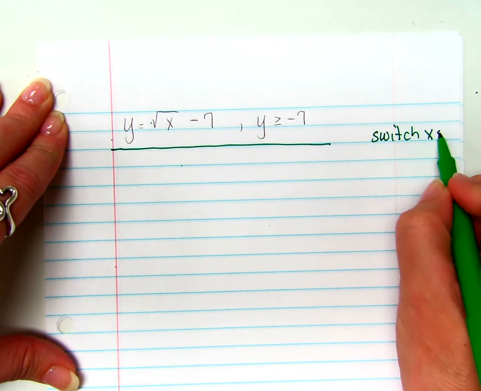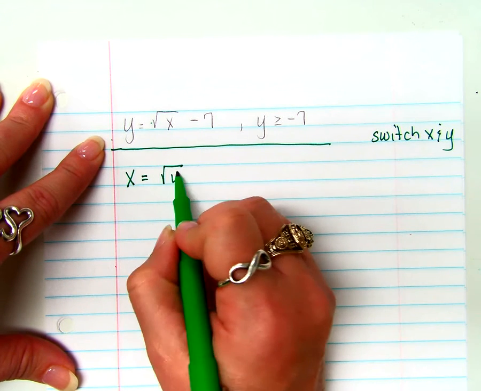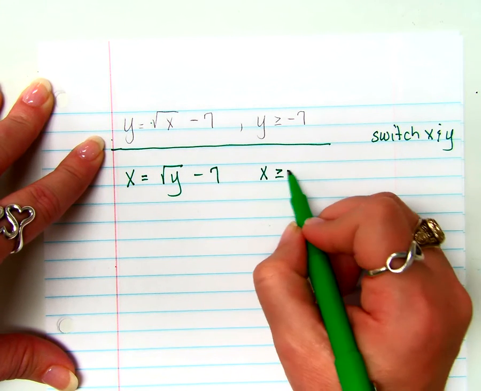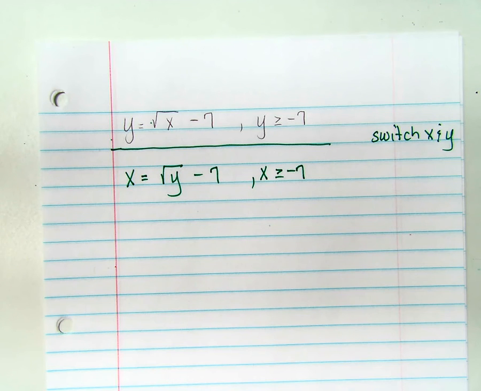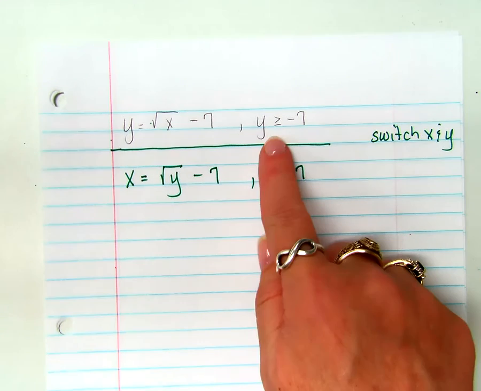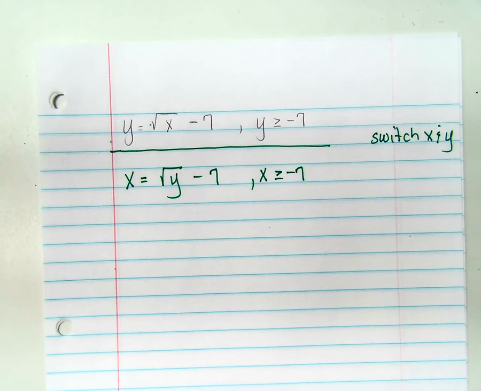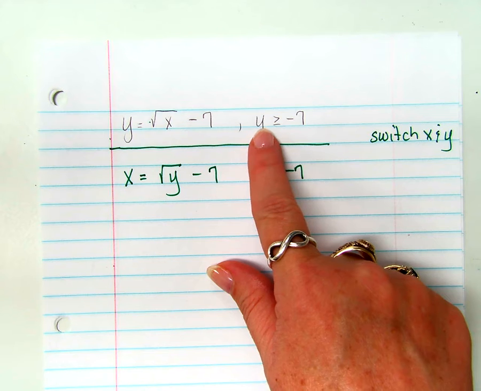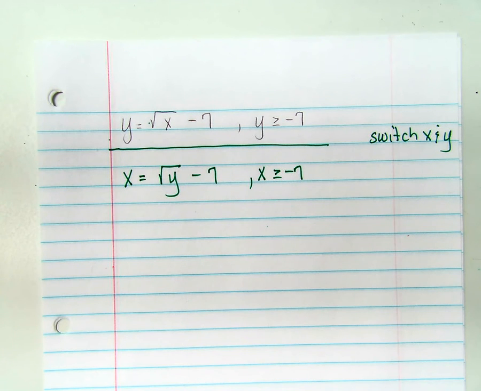Switch x and y. So this becomes x equals the square root of y minus 7 when x is greater than or equal to negative 7. That's a boundary. That's a thing that we have to take into account. In this case, it's specifying a range. When we find the inverse, now it's not specifying a range. See, it had y before. Now it's specifying a domain because now it has x.